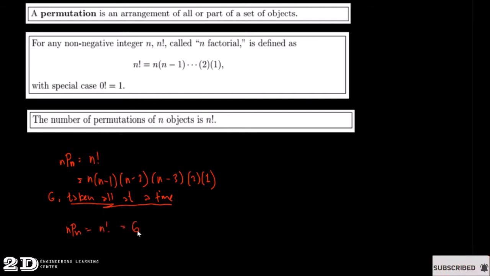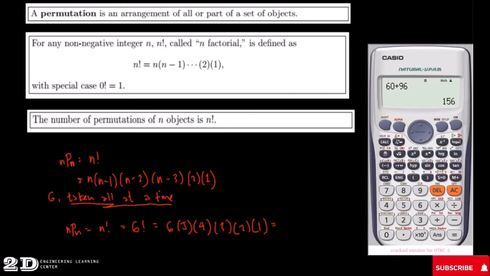So our n is 6, so 6 factorial: 6, then 6 minus 1 is 5, then 6 minus 2 is 4, and so on and so forth, 3, 2, 1. This will be equal to, so let's have our calculator here. So that will be 6 times 5 times 4 times 3 times 2, times 1, because any number multiplied by 1 is equal to the number. So that will be 720. So we have 720 ways. That will be our answer.